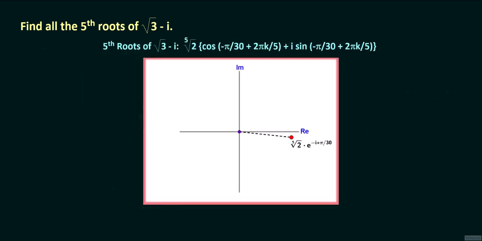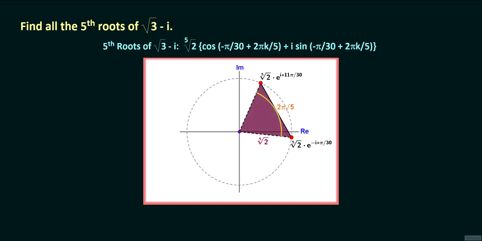The graph on screen shows the first fifth root of square root of 3 minus i, the one with the argument minus pi over 30. Its distance from the origin, or its absolute value, is the fifth root of 2. All the fifth roots of square root of 3 minus i have the same absolute value, so that they all lie on the circle centered at the origin and with radius the fifth root of 2. We add 2 pi over 5, or 1/5 of a full revolution around the origin, to the argument of the first fifth root to get the second fifth root.